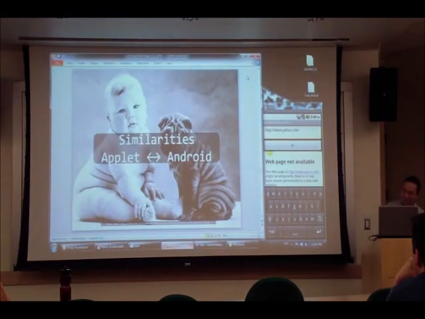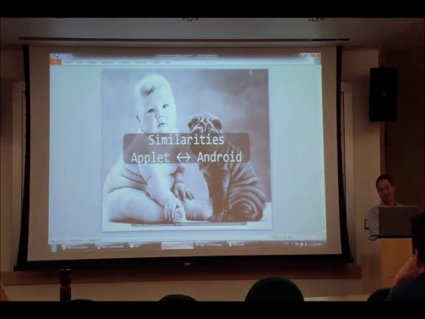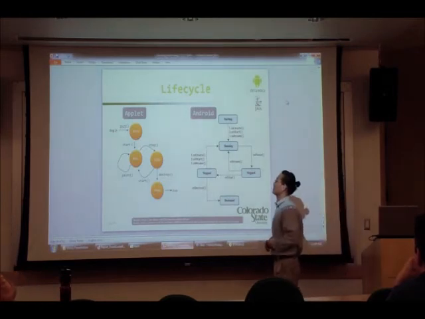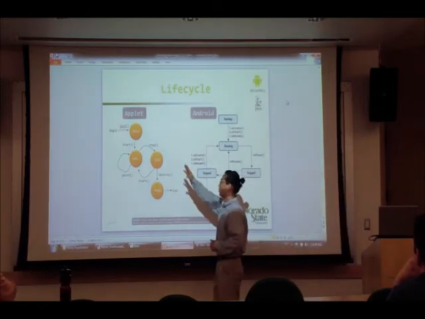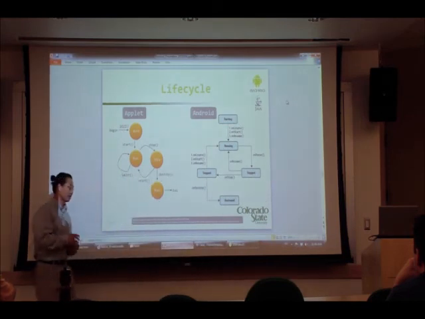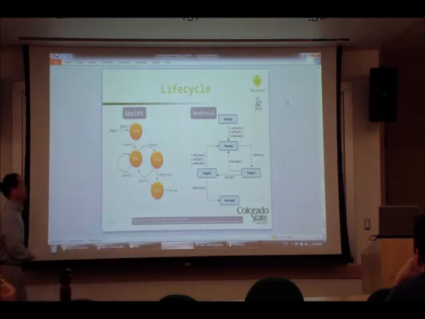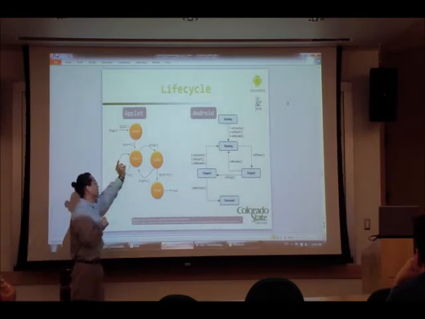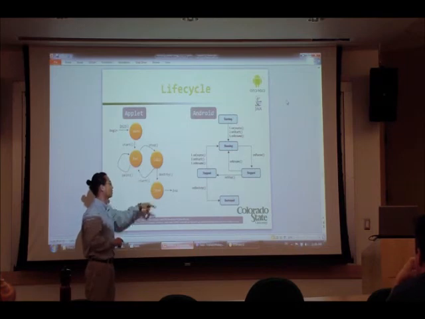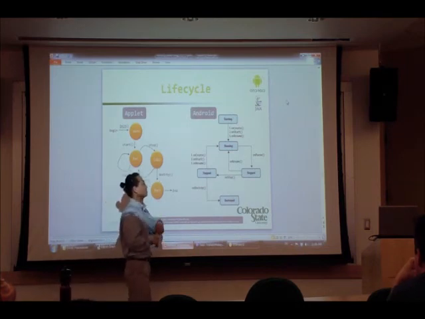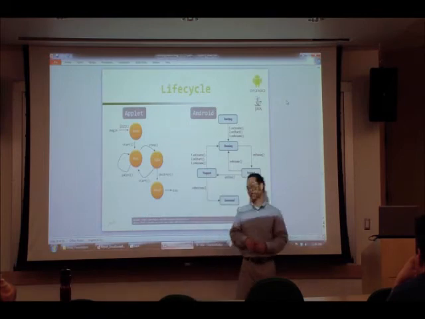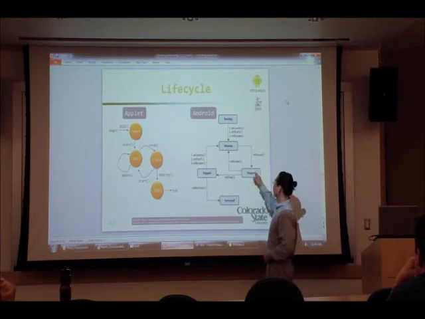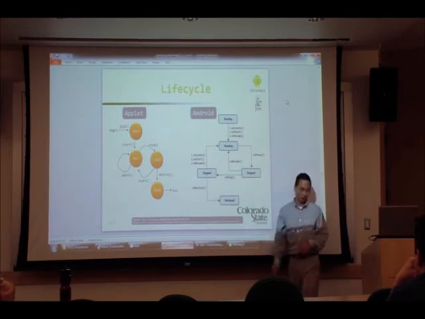So let's see some similarities between the applet and Android. The first one just shows the life cycle between applet and Android. Applet starts with init method. If init method is not explicitly called, it will be called automatically. So it starts with start method and stop, start, and at some point it's destroyed. And Android is almost the same. However, you should put onCreate explicitly. So we start, pause, stop, run, stop, and at some point it's destroyed.